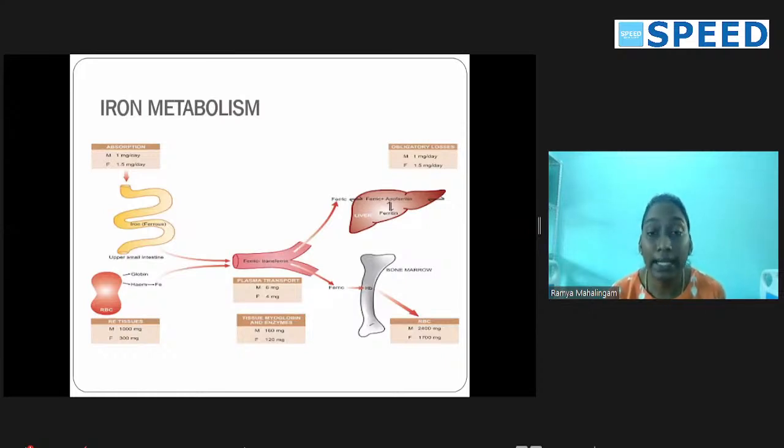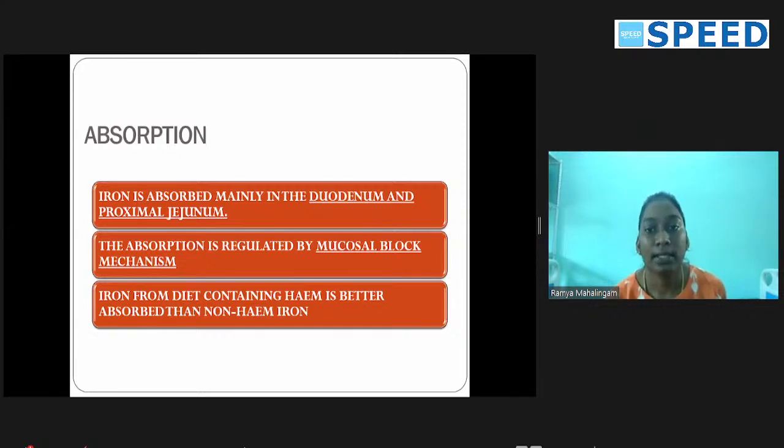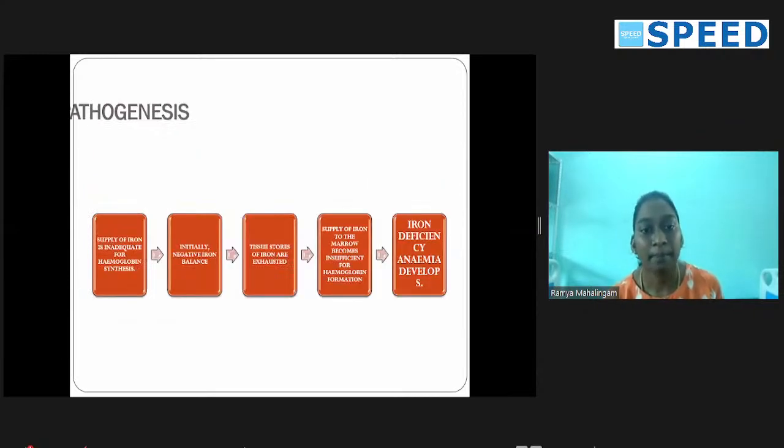Whenever your intake of iron is very low, less than 1 mg, then you're going to experience iron deficiency anemia. Or if the intake is proper but the absorption is defective, then also you can expect to have iron deficiency anemia. Where it is absorbed, the duodenum and the proximal jejunum, is also very important. Whenever the absorption is improper in these areas, you can expect to have iron deficiency anemia.